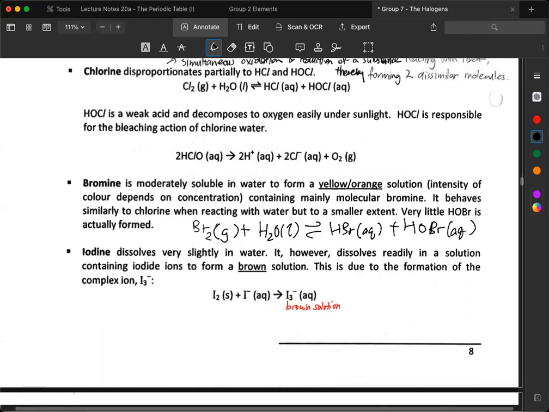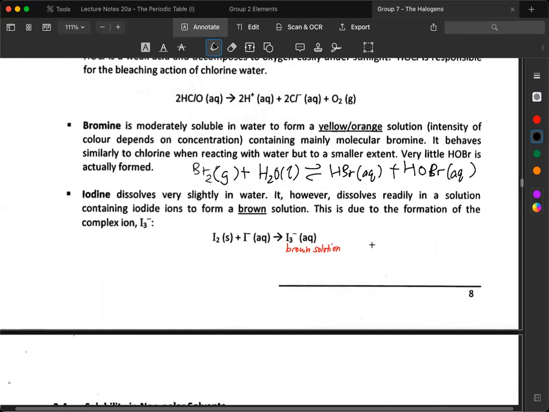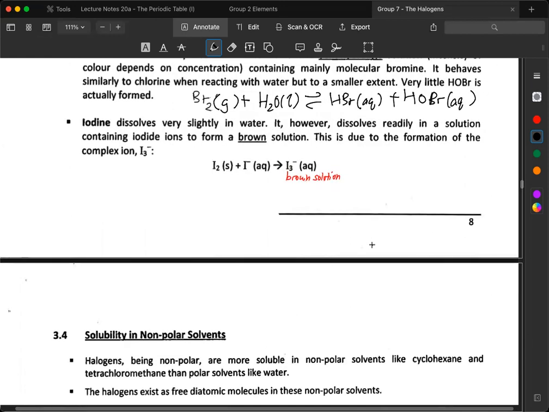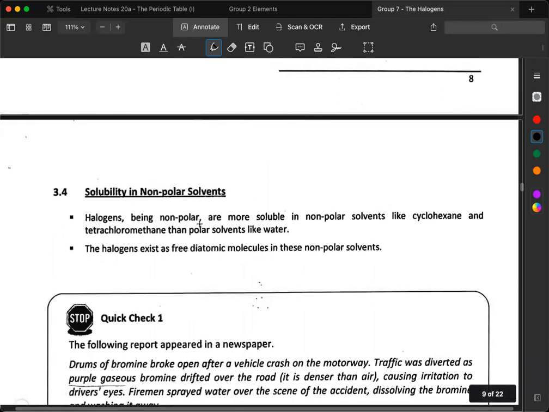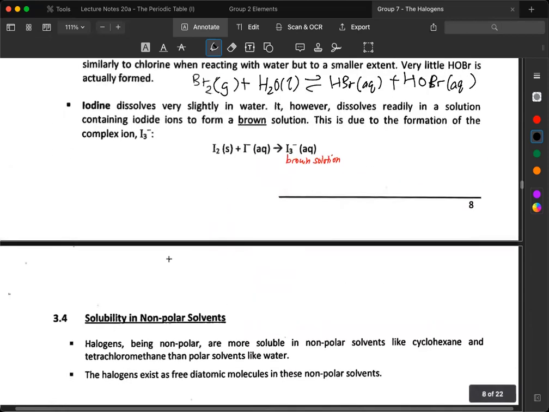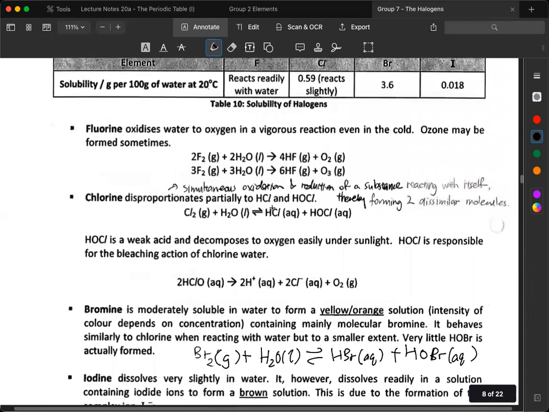Iodine dissolves very slightly in water. However, it dissolves readily in a solution containing iodide ions to form a brown solution. So this is the brown solution actually. The iodine can react with iodide to form I3 minus, a complex ion. Halogens, being non-polar, are more soluble in non-polar solvents. So they exist as free diatomic molecules, with no further reaction.